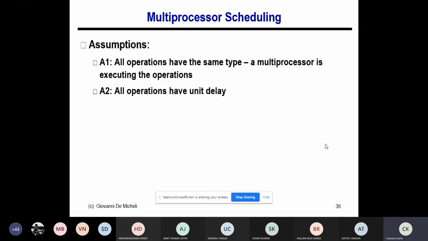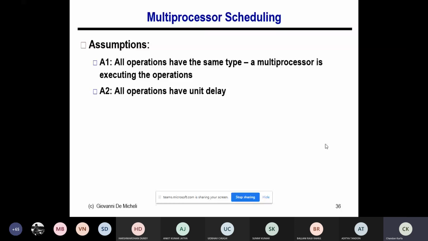The second assumption is all operations have unit delay. Earlier, with the generic formulation that we have seen, an operation can have multiple delays, and the delay is represented by di for each operation, right? So under these two assumptions, let us see. Unfortunately, even for these two assumptions, the problem still remains NP-complete, right? It cannot be solved in polynomial time by a deterministic algorithm.